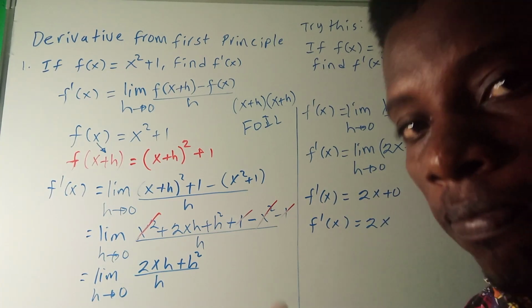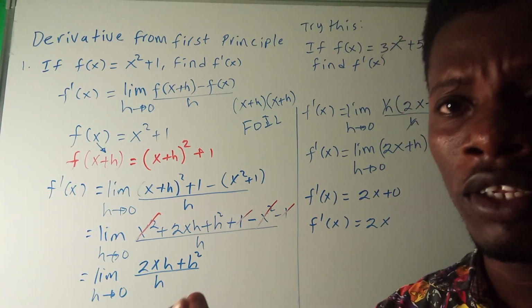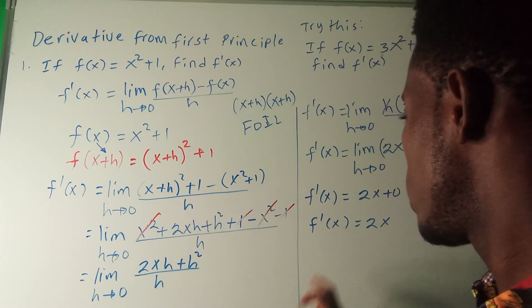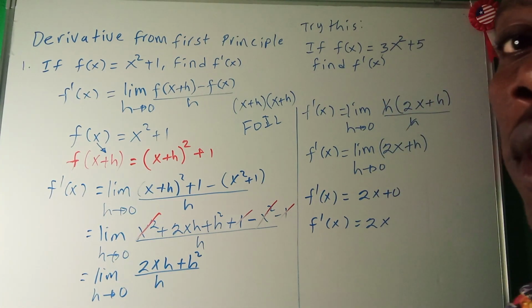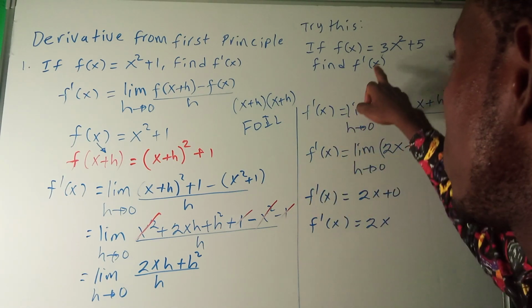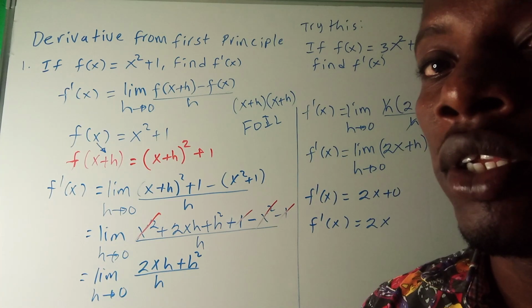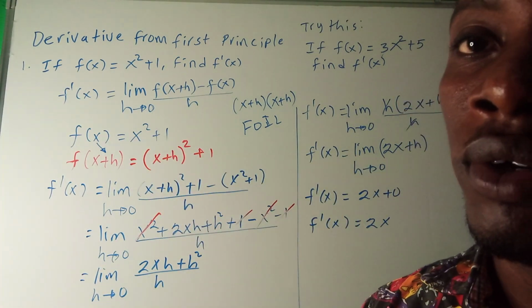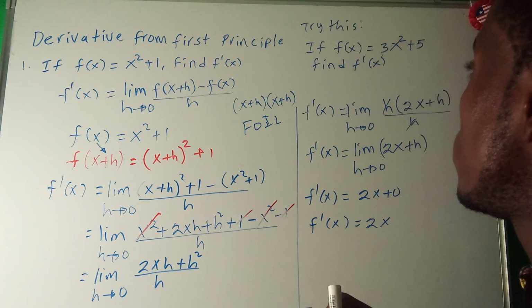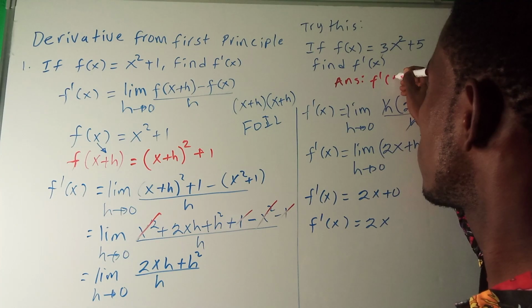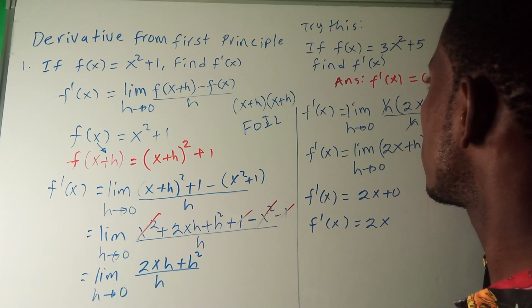Therefore, differentiating from first principle, if f of x is x squared plus 1, then f prime of x, which is the derivative, is 2x. You are going to try this problem and post the solution in the description box. Follow the very same method and you are going to get the answer. If you find f prime of x, you should have f prime of x equal to 6x. This should be the result.